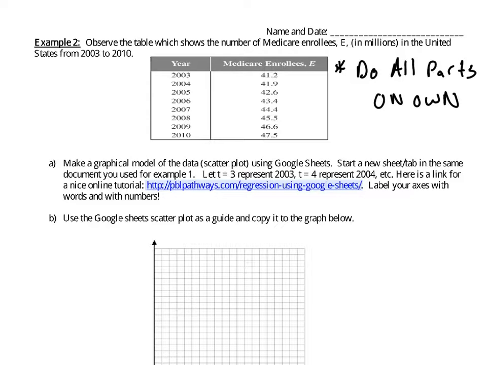So please take and pay close attention to examples 1 and 2, because again, these things are the basis of our data analysis pieces. So have that ready to check for tomorrow, and we'll go over any questions that you have.